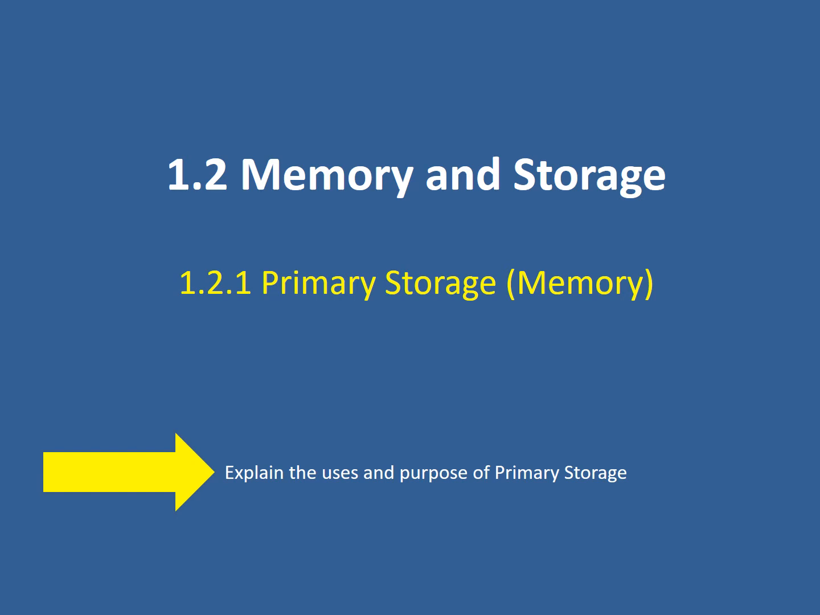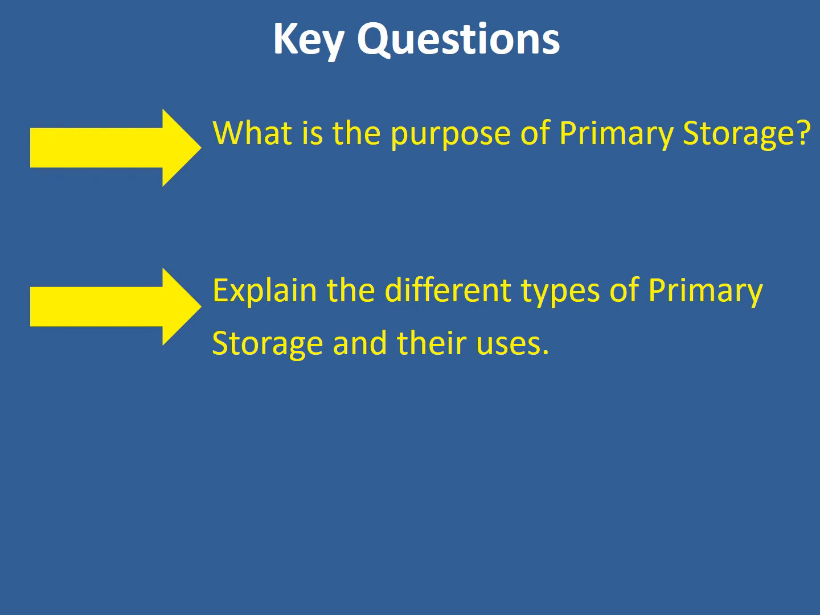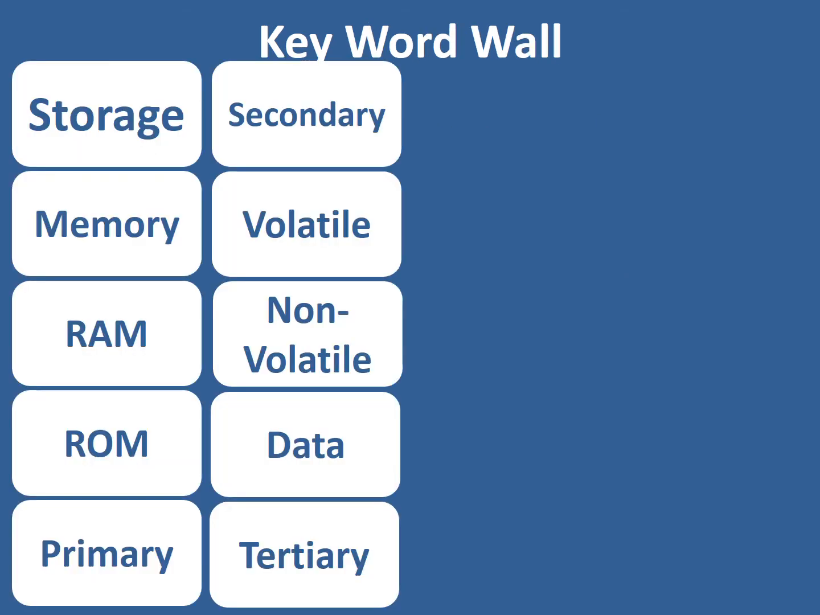This is the start of 1.2, Memory and Storage. In this lesson we're going to look at primary storage, also called memory. The key questions in this lesson are: what is the purpose of primary storage, and can you explain the differences between primary storage and their uses? Here's the keyword wall for this lesson. You're going to have to know and be able to explain all these keywords.